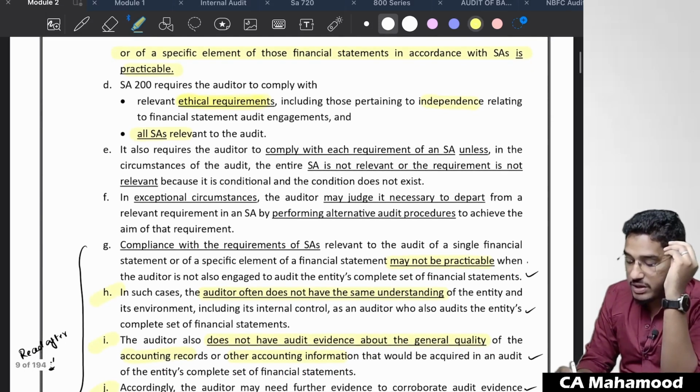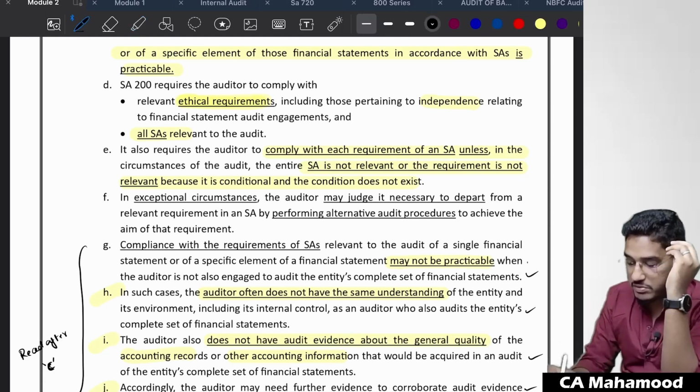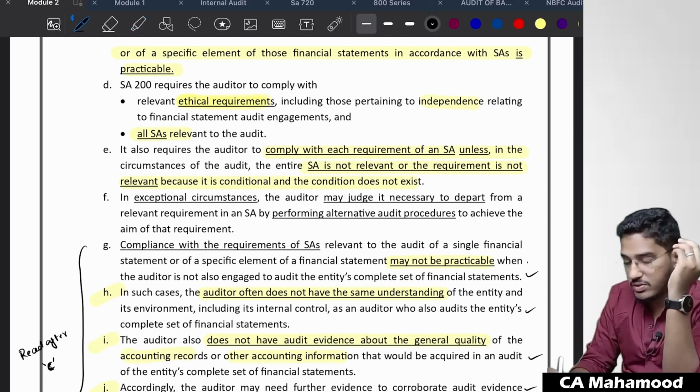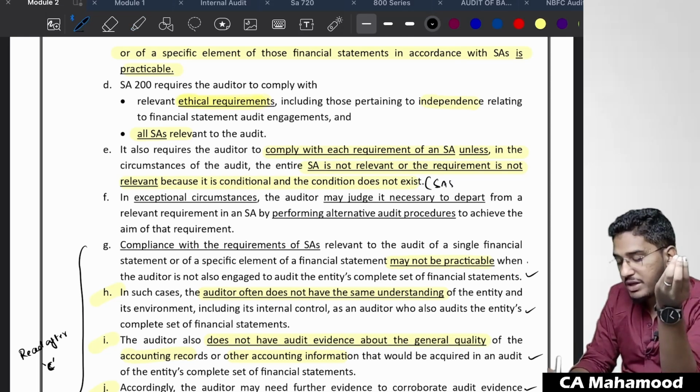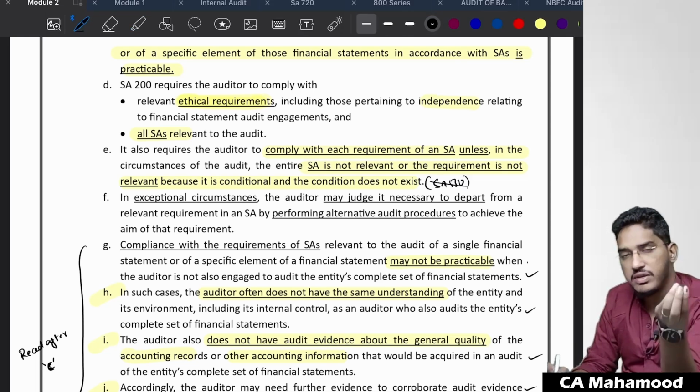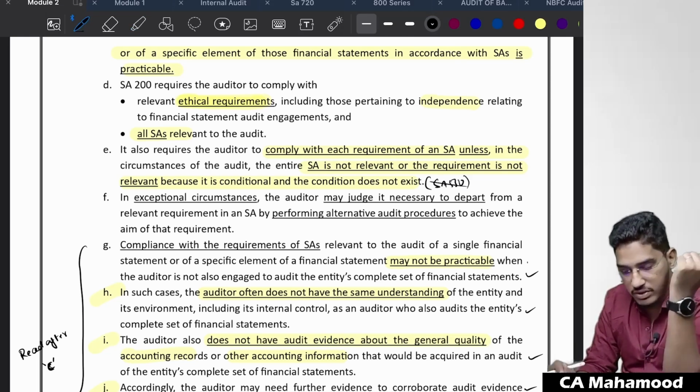It also requires the auditor to comply with each requirement of an SA unless in the circumstances of the audit, the entire SA is not relevant or the requirement is not relevant because it is conditional and the condition does not exist. If you remember, the same point we have covered in SA 800 also. I gave you an example, like if the client does not have related parties, then SA 550 will not become applicable. You ignore that SA 550 and check whether the rest of the standards are complied with or not.